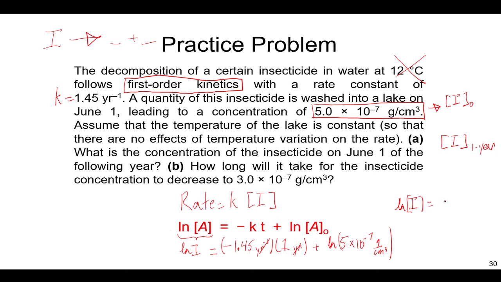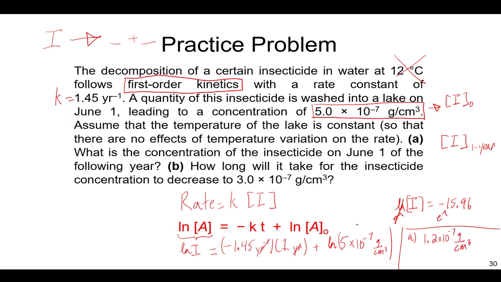The left side is still natural log of I. The right side comes out to be negative 15.96. And of course, we get rid of a natural log by taking e to the power of. So I is e to the power of negative 15.96. For part A, we get an answer of our concentration, 1.2 times 10 to the negative 7 grams per cubic centimeter.